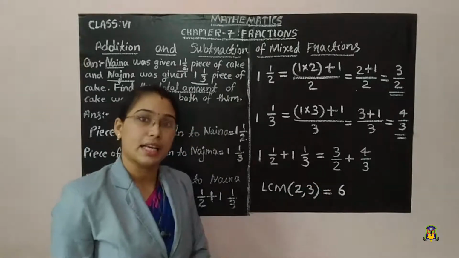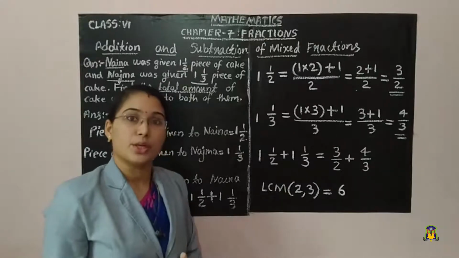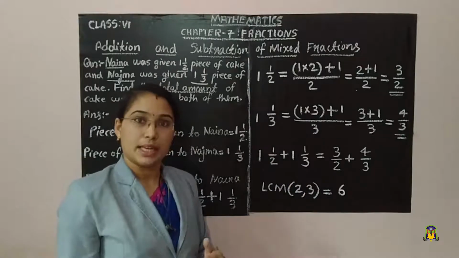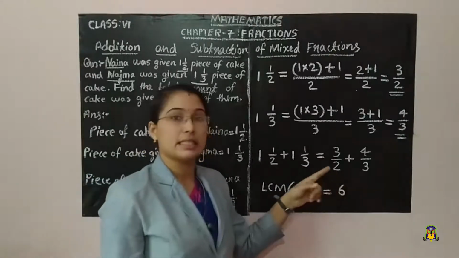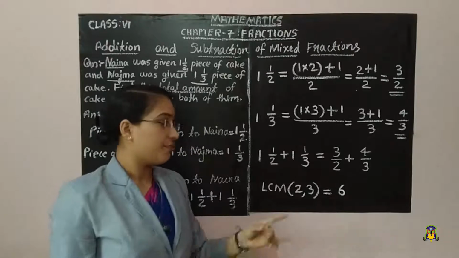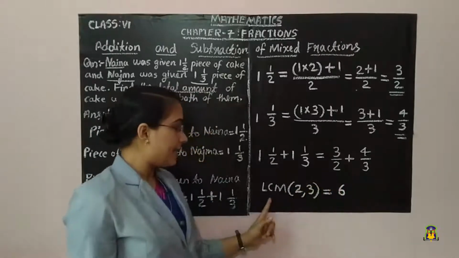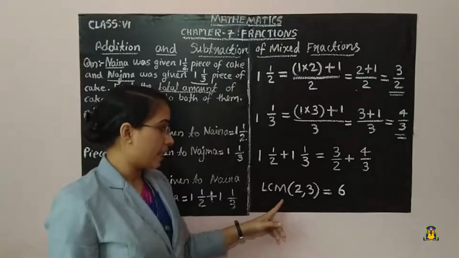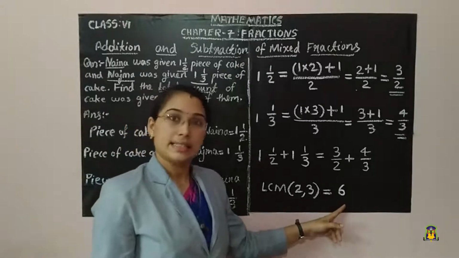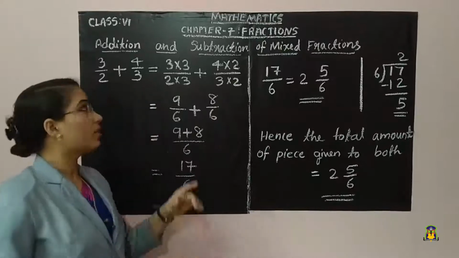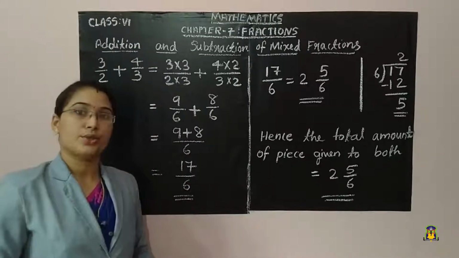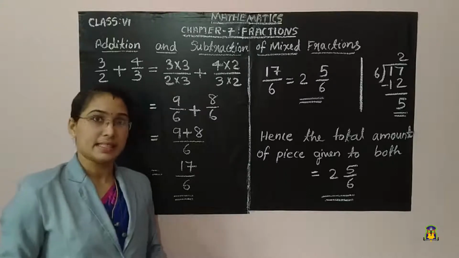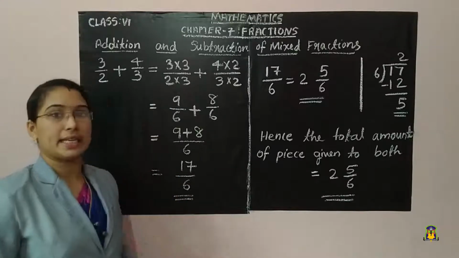For adding unlike fractions, what do we want to do? We want to make the unlike fractions into like fractions. That means we want to make the denominators the same. For that, first we want to find the LCM of these denominators. What is the LCM here? The LCM of 2 and 3 is 6. Then next we want to convert these unlike fractions to like fractions. We already got the LCM as 6, so we can make the denominator 6.